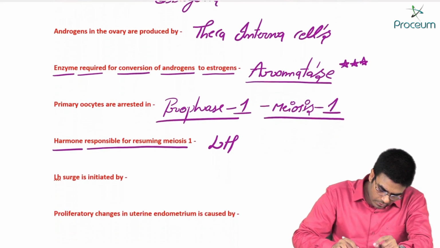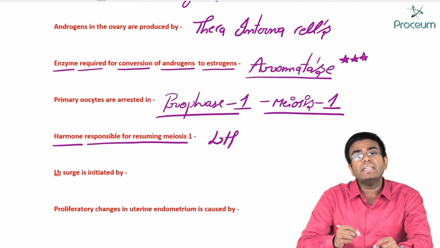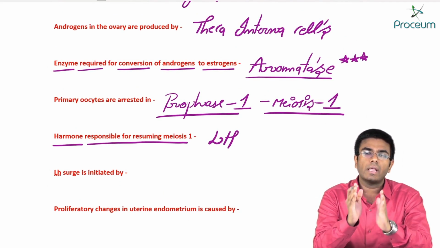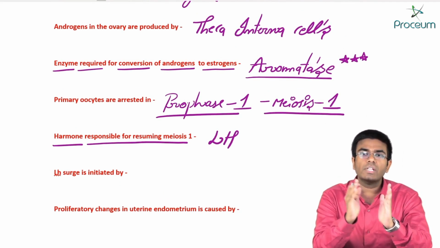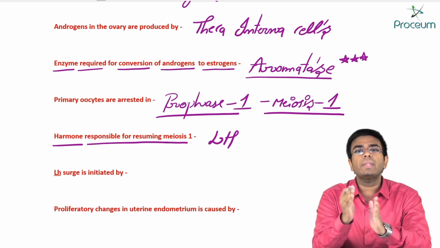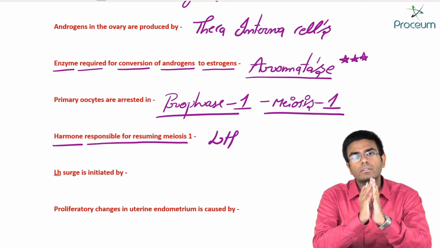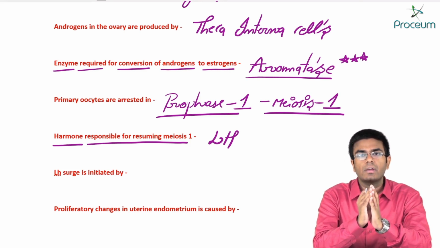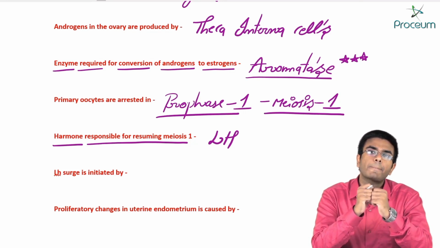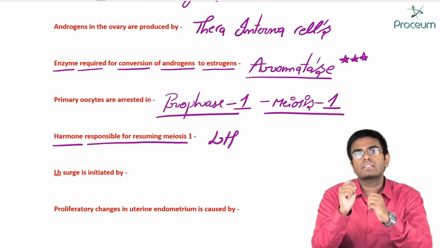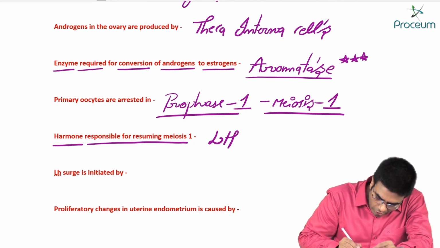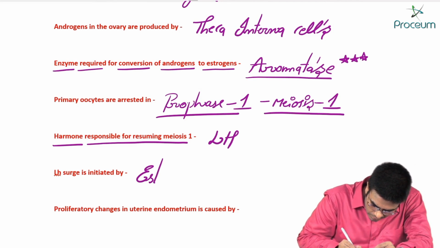Now, luteinizing hormone resumes meiosis 1 so that it will be completed by the time of ovulation. Who actually initiates this LH surge? Who is the kickstarter of this LH surge? It is estrogens, especially estradiol.